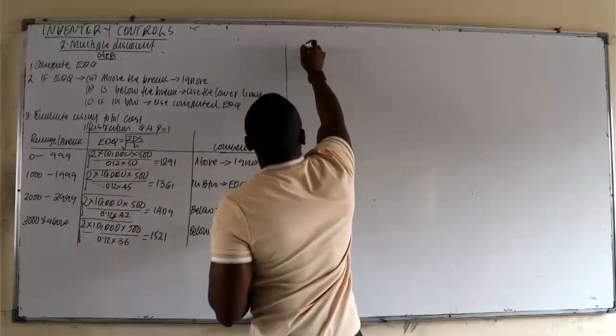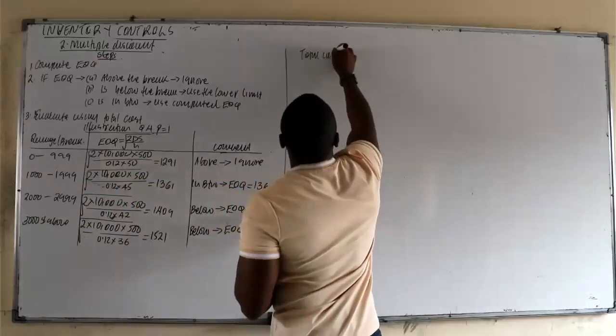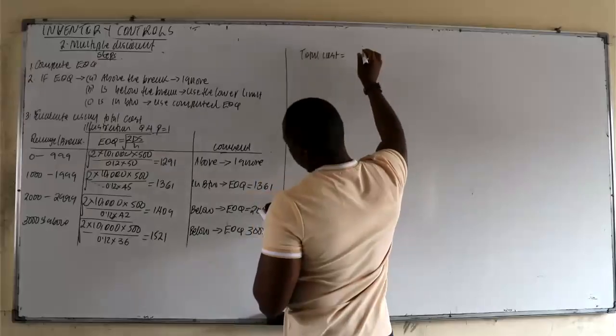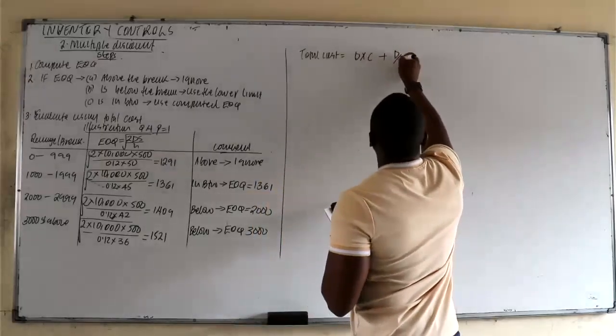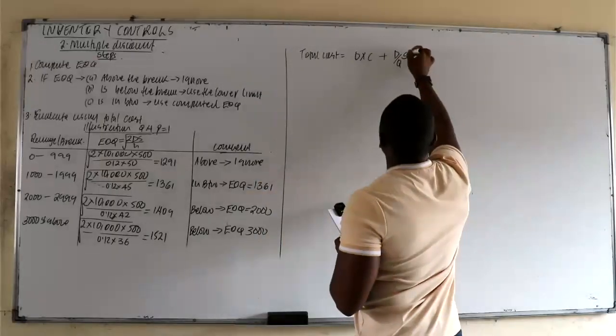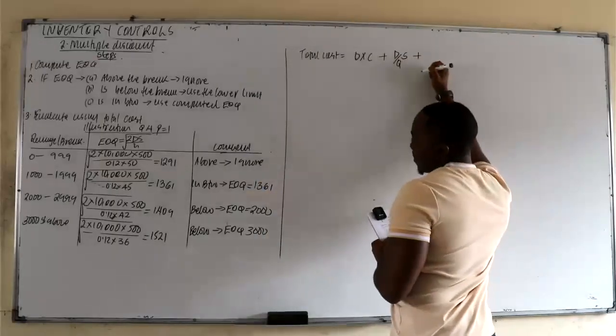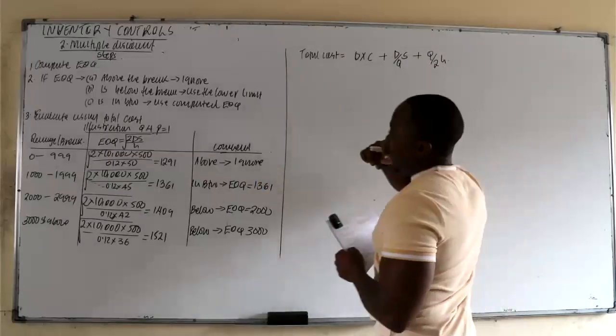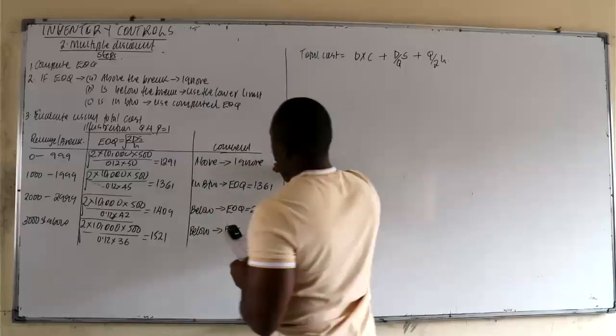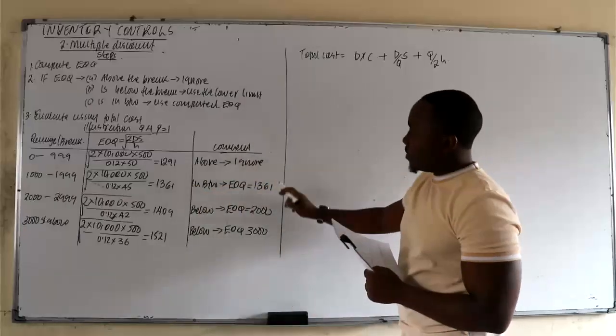That step we evaluate using total cost. To get the total cost, we take the purchase cost, which is annual demand times cost. D over Q gives the number of orders, which we multiply by the ordering cost per order, then Q over 2 times H. This one we have ignored. So we're evaluating the cost for the three.